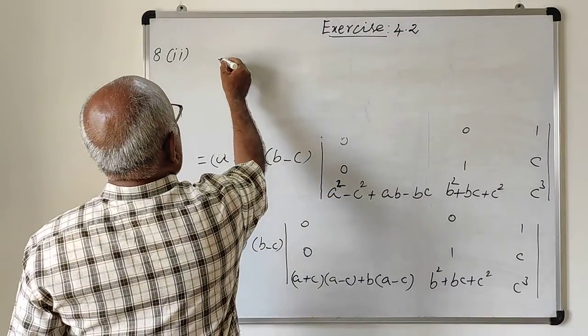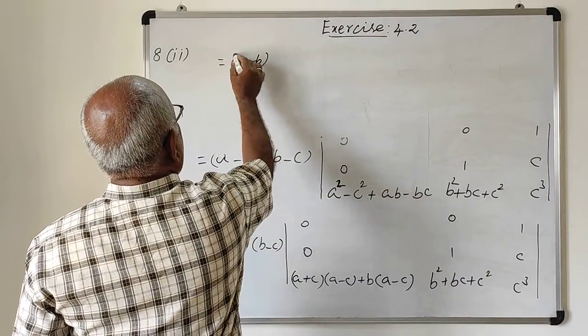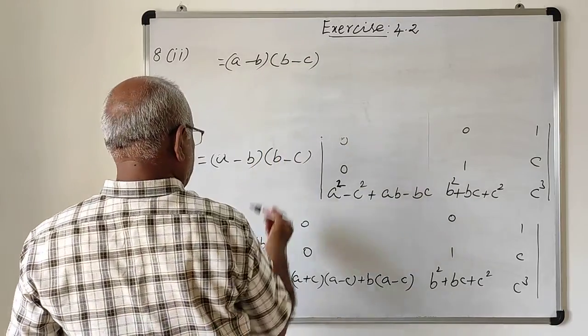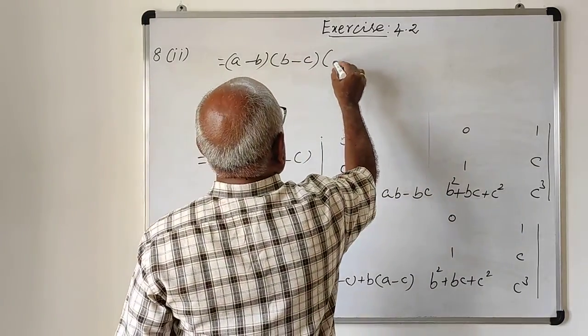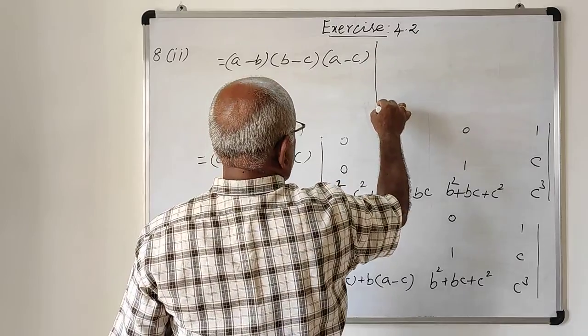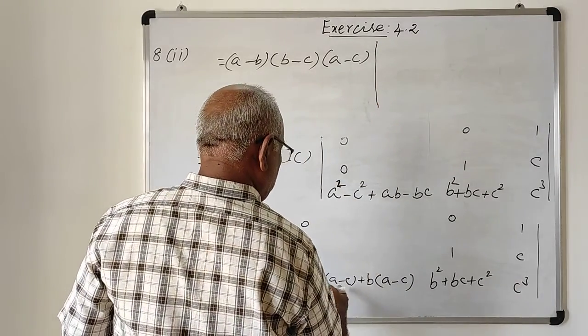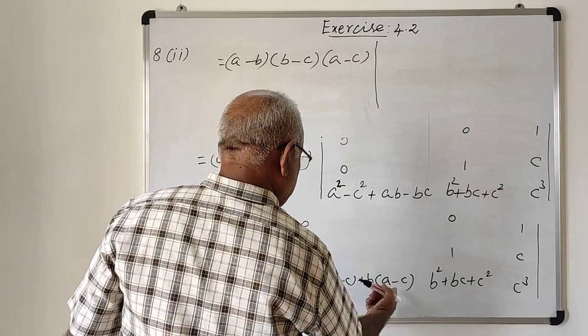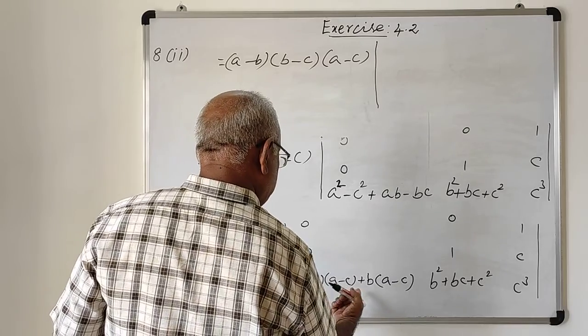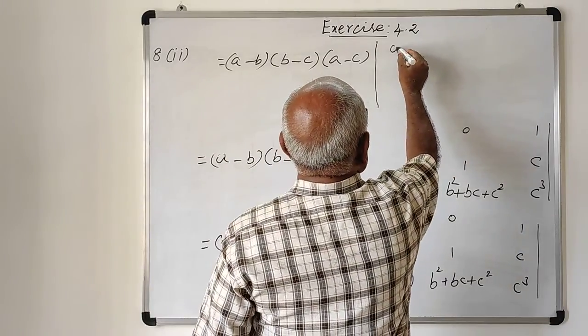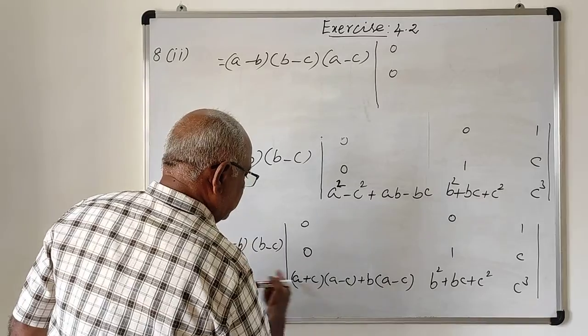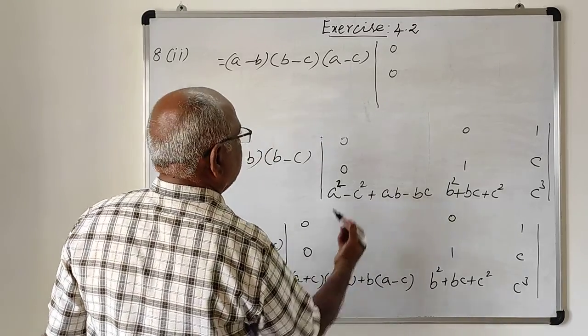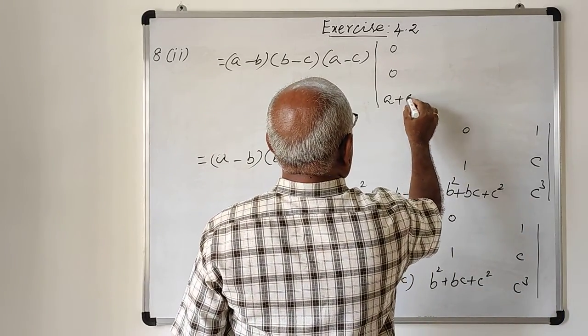Already I have a minus b and b minus c. I am taking a minus c from the first column as common term. I get 0 0 a plus c. I am taking a minus c outside. A plus c plus b. 0 0. If you take a minus c as common term, you will get a plus c plus b. That is a plus c plus b.